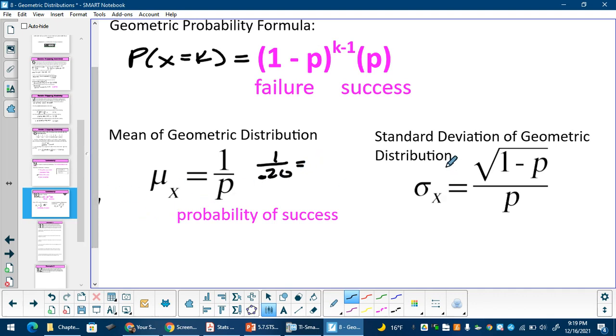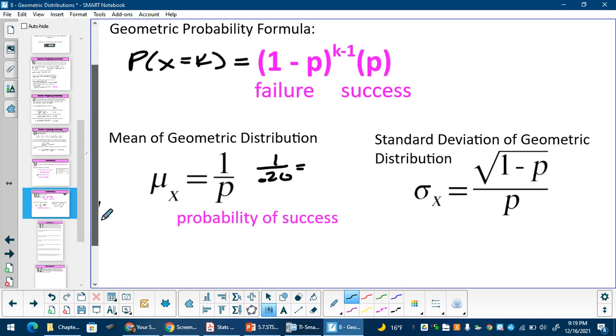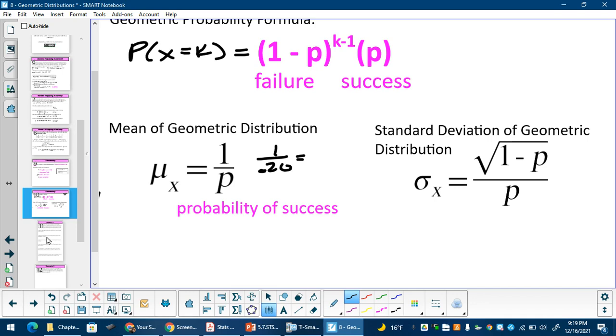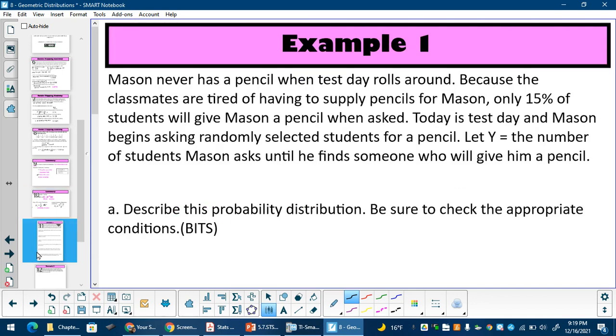All right. The standard deviation of the geometric distribution is the square root of the failure probability divided by the success probability. So make sure you pause the video and get those formulas down. We're going to do one more example. So pause the video and give this example a try based on what you just learned.